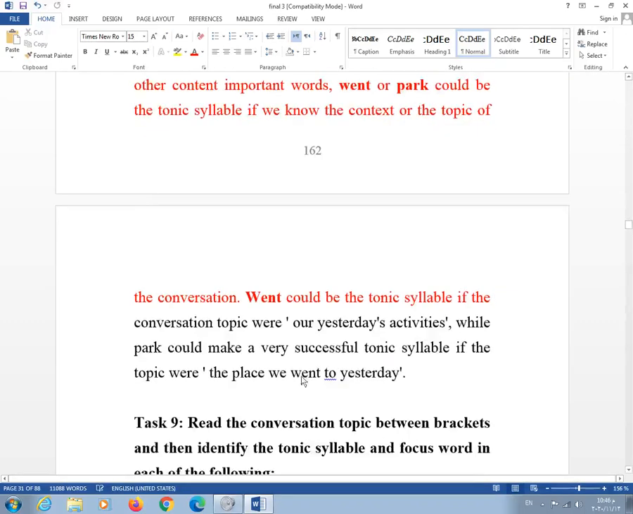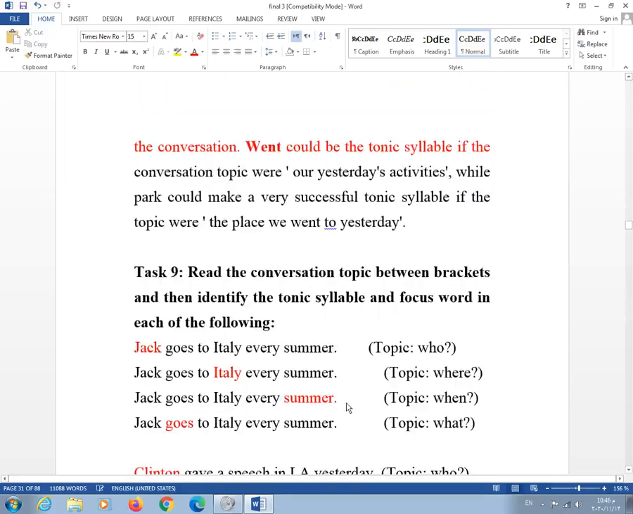Let's see this. Okay. Went could be the tonic syllable if the conversation topic is about our yesterday's activities. While park could make a very successful tonic syllable if the topic were the place we went to yesterday. Let me explain this more. Read the conversation topic between brackets and identify the tonic syllable and focus word in each of the following.